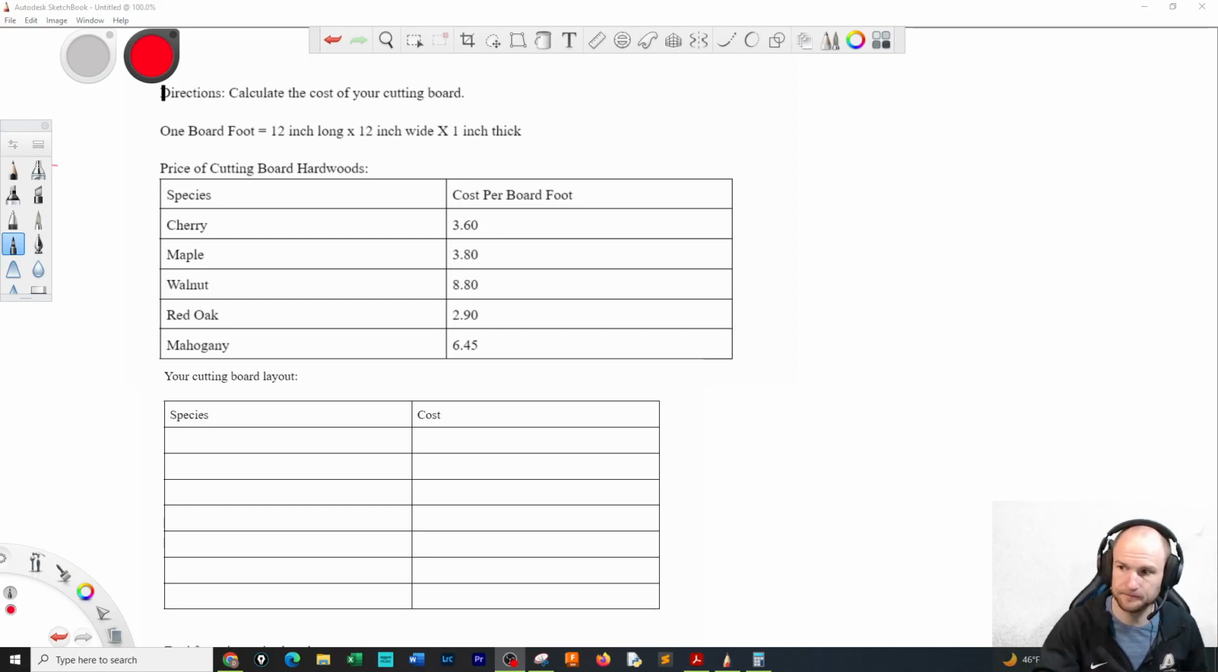All right, so we're going to do the board foot calculations now. To do this, I've got a chart here. It's got the cost of all the lumber, and then we're going to go over what all this means and how to figure out what a board foot is.